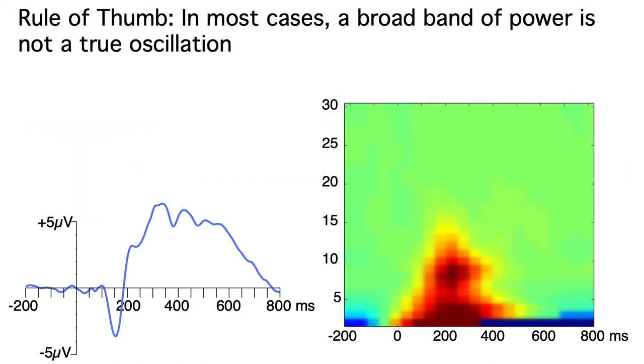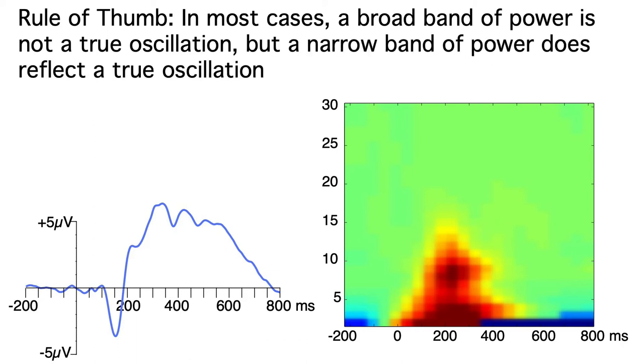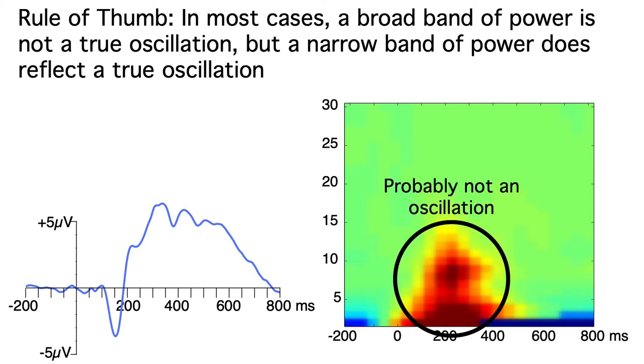Here's a rule of thumb. In most cases, a broad band of power means that it's not a true oscillation, but a narrow band of power means that it is a true oscillation. Here we see a broad band of power extending from 0 Hz up to around 15 Hz, so we probably don't have much oscillating activity in this average ERP waveform. There were probably oscillations in the single trial EEG epochs that were averaged together to create this waveform, but if the oscillations varied randomly in phase from trial to trial, they were eliminated by the averaging process.